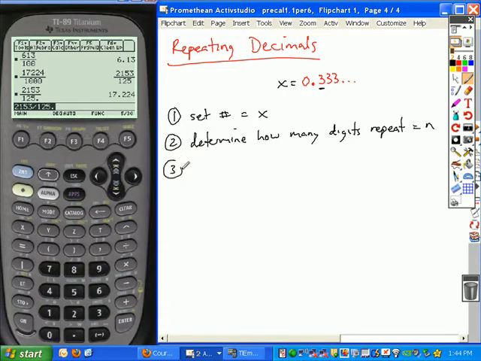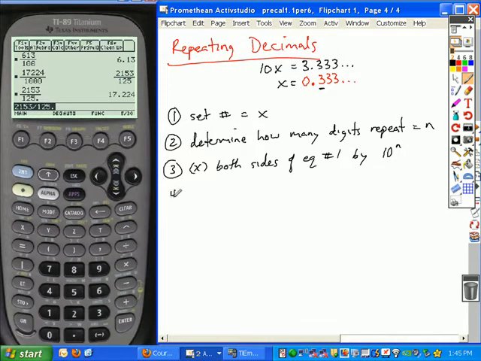What you're then going to do in your third step is multiply both sides of the equation in step 1 by 10 to the power of however many digits repeat. So we had one digit repeating, so 10 to the first is 10. We multiply the left side by 10, giving us 10x, and the right side by 10. Multiplying by 10, or any power of 10, just moves your decimal. So we move the decimal over one spot, and we get 3.3333 continuing.